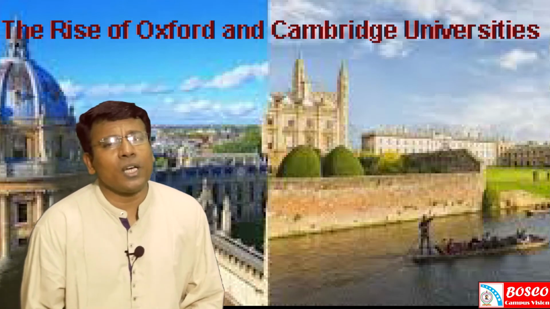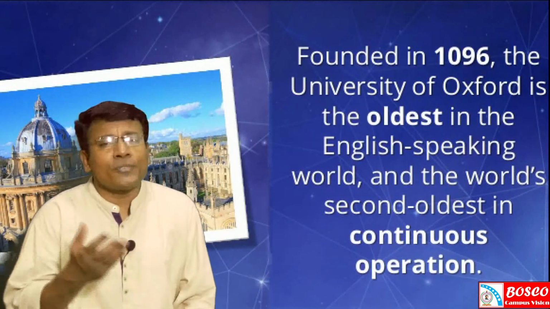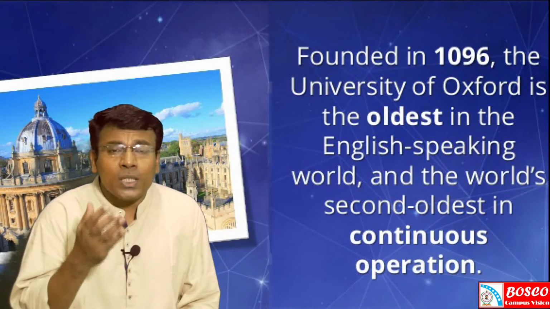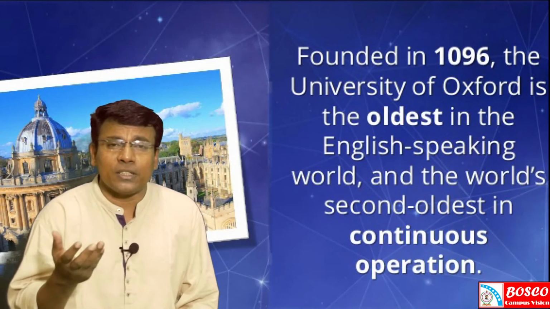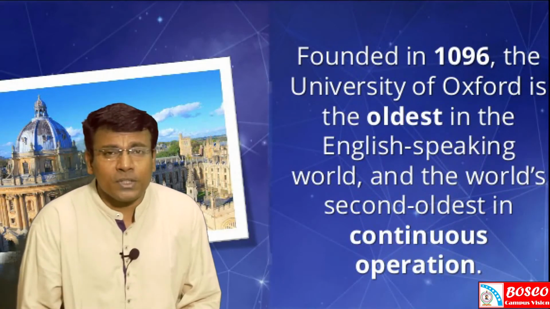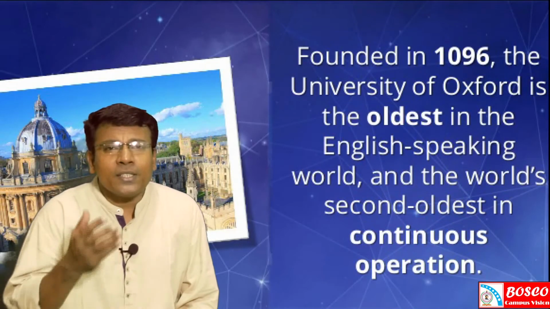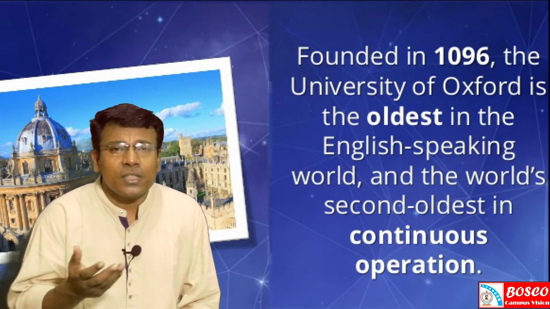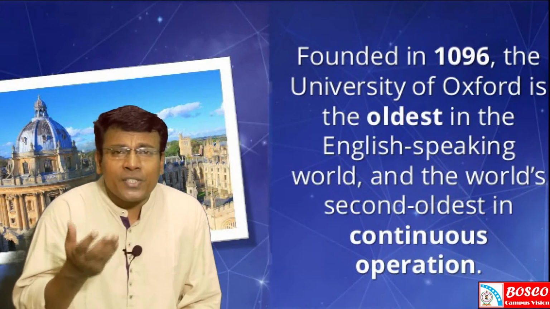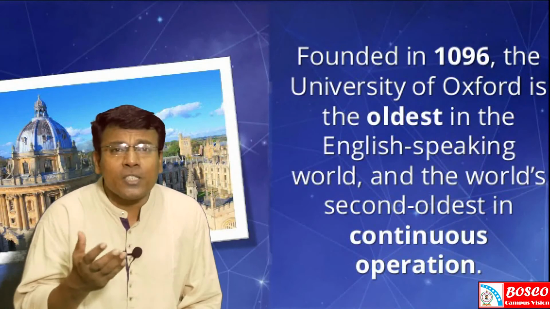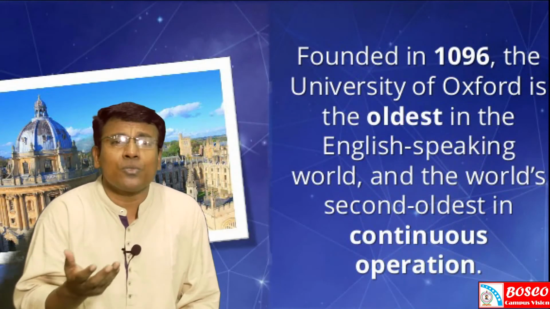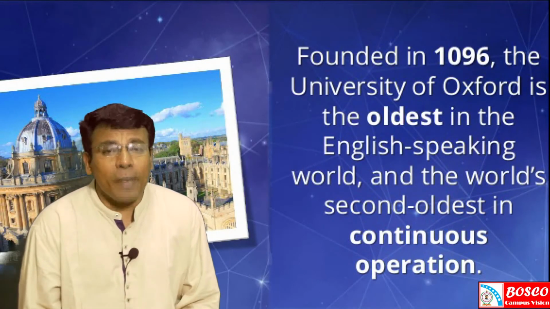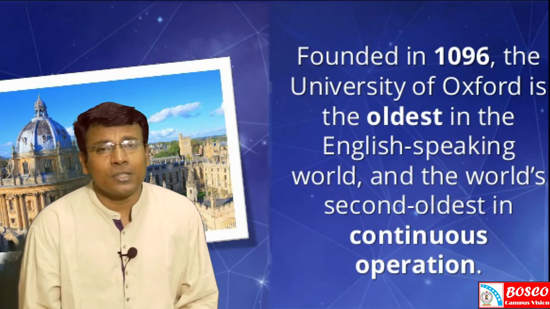Now let us talk something about the Oxford University. The Oxford University is the oldest university in the English-speaking world, and it is the world's second oldest university. If you look for information about Oxford University, you will come to know that there is evidence of its existence from 1096 AD, from the 11th century onwards. The university grew rapidly from 1167 when King Henry II banned English students from attending the University of Paris. A lot of students used to go to the University of Paris to study.